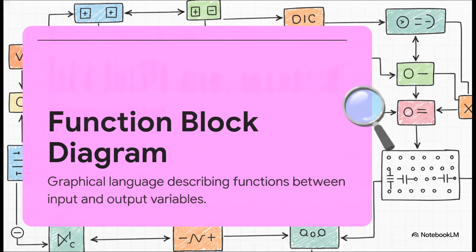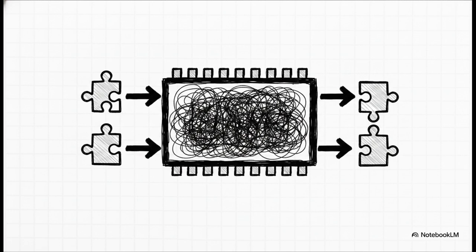Our second graphical option is the Function Block Diagram, or FBD. This language maps out the functions between inputs and outputs using interconnected blocks. It is massively popular in the process automation industry, and visually it's going to remind you a lot of reading an electronic circuit diagram. Now, what's really fascinating here is how FBD takes incredibly complex algorithms and wraps them up into neat, reusable boxes.